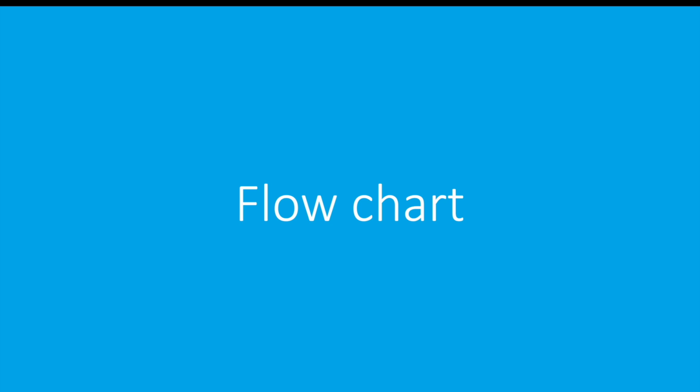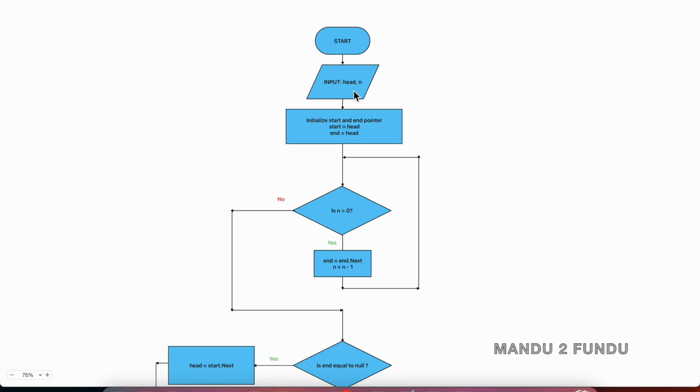Let's look at the flowchart. Input for this procedure is the head of the linked list and then the position n of the element to be removed from the tail. First we initialize the start and end pointers, both pointing to the head of the linked list. Then in this loop we advance the end pointer n number of times so that the end pointer is n nodes away from the start pointer.